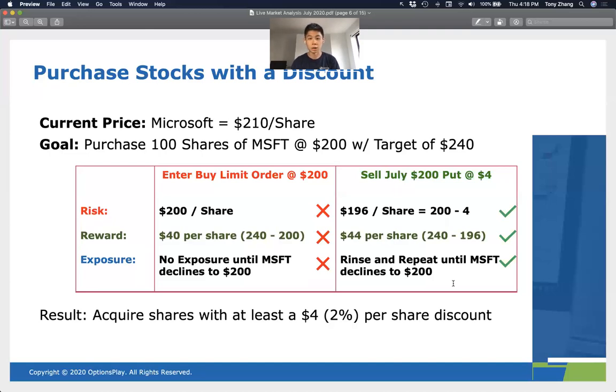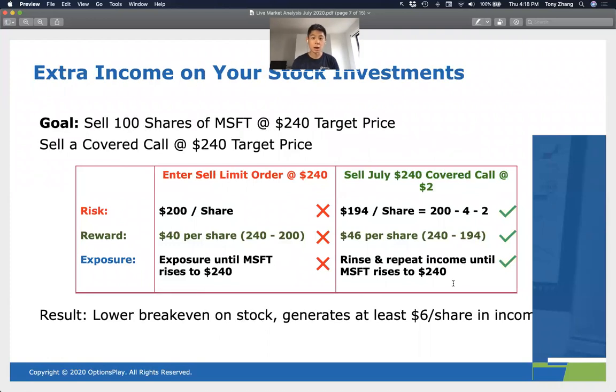So when stocks are trading at a specific price, how can you purchase them at a lower price by using a cash secured put? And then we talked about once you own those stocks, how can you get out of those investments at a profit and also at the same time generate some income while you wait for those stocks to rally? So we talked about all of those strategies and how to go about deploying them using options, so using cash secured puts and covered calls.